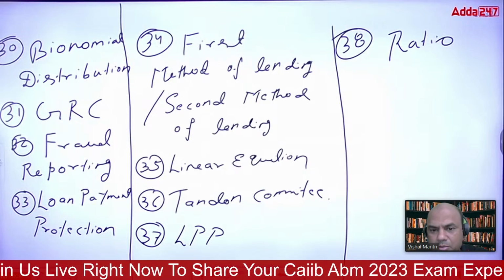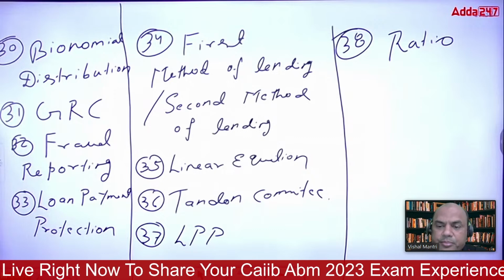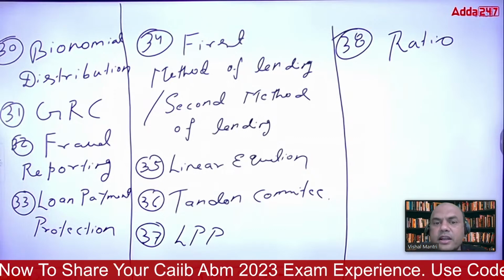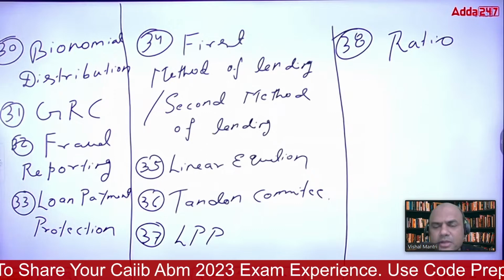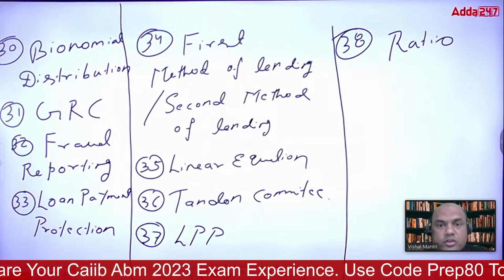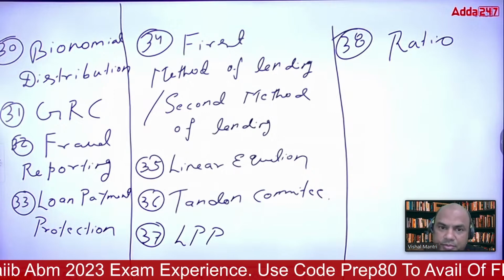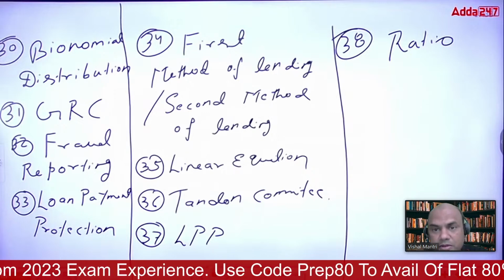Module A and B. If you are able to clear module A and B thoroughly, module C and D will be a bit simpler. So follow the PDFs again, which we have taken. Number 1. Number 2, follow the marathons.